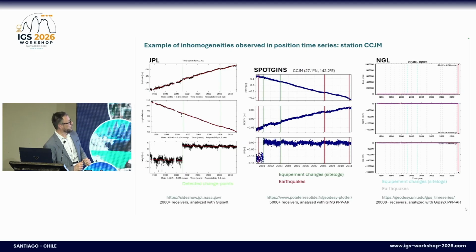So here is an example for this same station, CCGM. The time series from 3 analysis centers, JPL, Spogins, a French consortium, and NGL, the Nevada Geodetic Laboratory. And what you can see is obvious. There is a jump in February 2001 associated with this equipment change I mentioned before. It is mainly seen in the station height on 2 of the data products. The last one, unfortunately, doesn't show it because there are a few points at the end of the series which probably belong to another station located about 1 kilometer away.